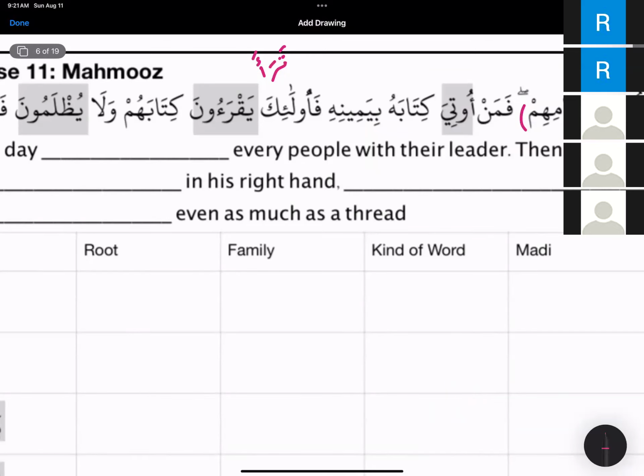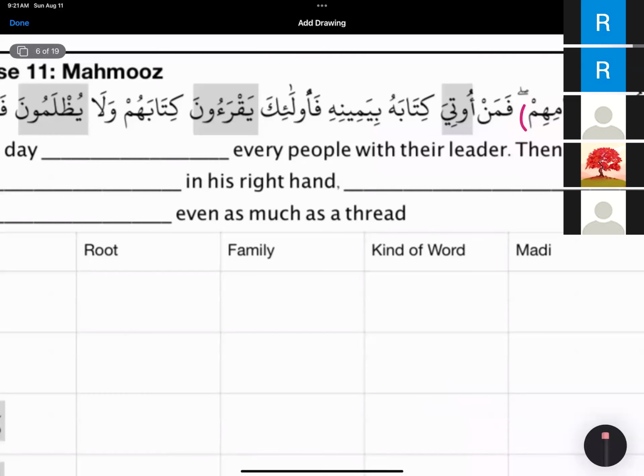What is this fi'l doing over here? Ulaika is mubtada. It will be a jumla fi'liyya as the khabar. Exactly. So ulaika is mubtada, and now yaqra'una kitabahum, the whole thing, is the khabar. So why is kitabahum attached to yaqra'una? Because it is a maf'ul bihi, and idafa. Very good.